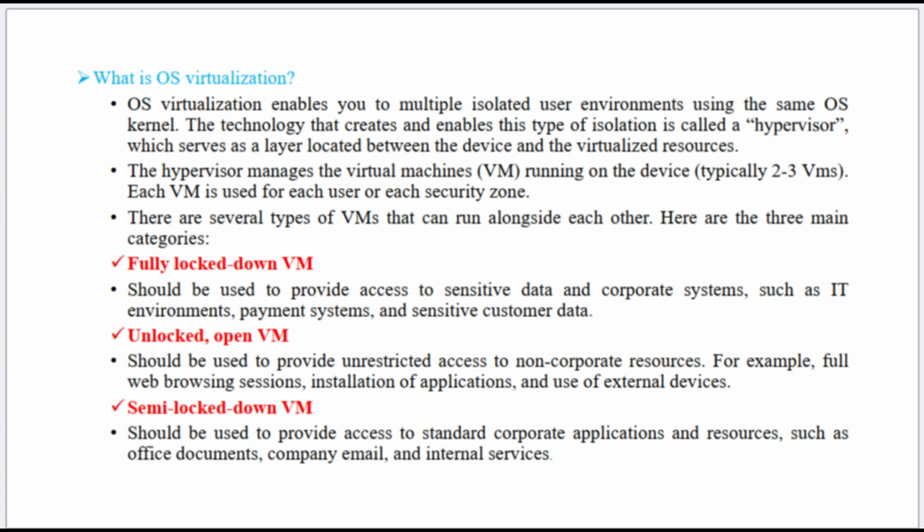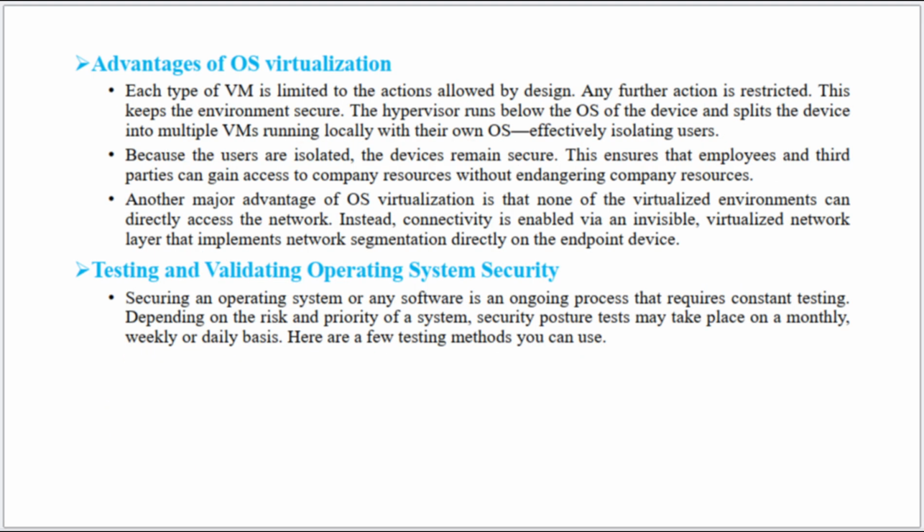Fully locked down should be used to provide access to sensitive data and corporate systems, such as IT environments, payment systems, and sensitive customer data. Unlocked open VM should be used to provide unrestricted access to non-corporate resources. For example, full web browsing sessions, installation of applications, and use of external devices. Semi-lockdown should be used to provide access to standard corporate applications and resources such as office documents, company email, and internal services.